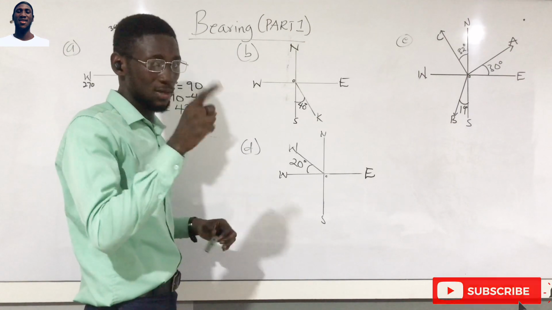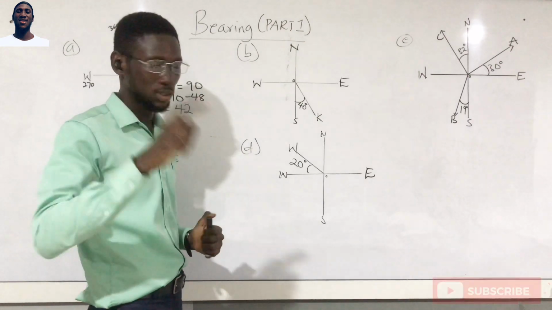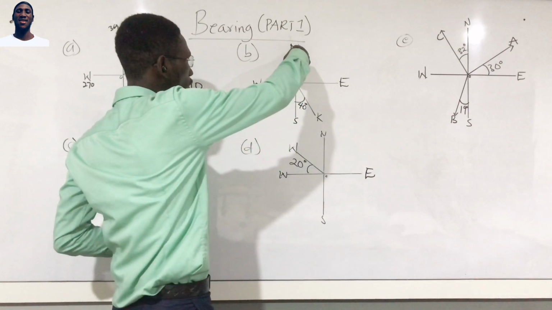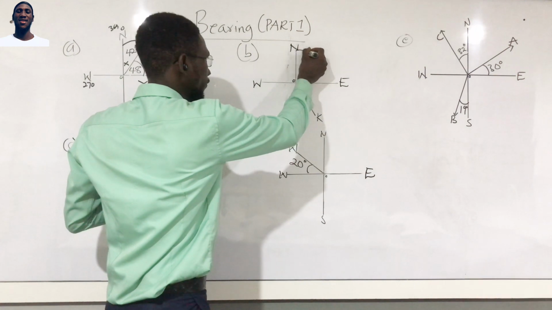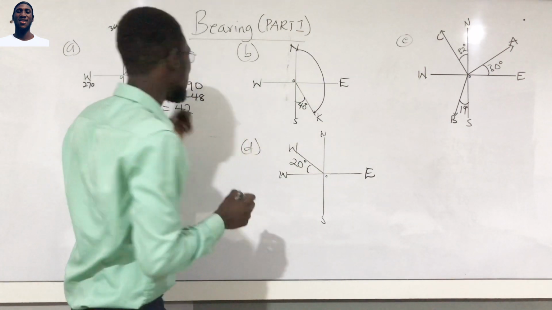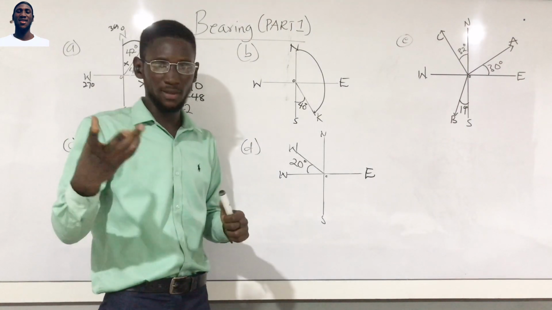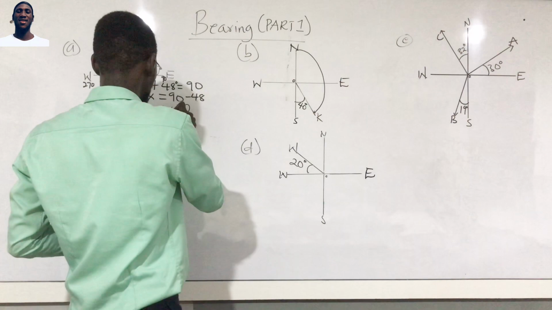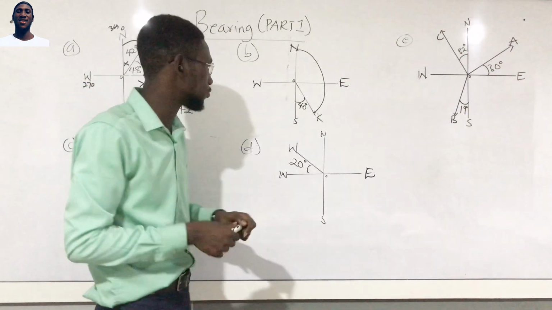Now don't forget that we said that we take our bearings always from the north. So from the north to K, this is the angle we are looking for, from this side to this side. Now one thing I forgot was that bearings are represented in 3-digit figures. So instead of 48, 048, instead of 42, 042.